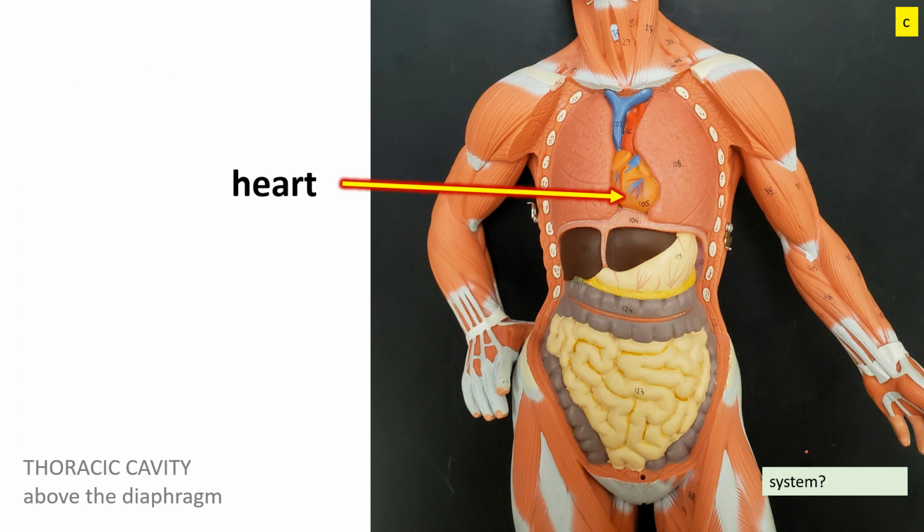Okay, this structure right here is the heart. It lies between both the right and the left lung. So what organ system is this in? This is the circulatory system.